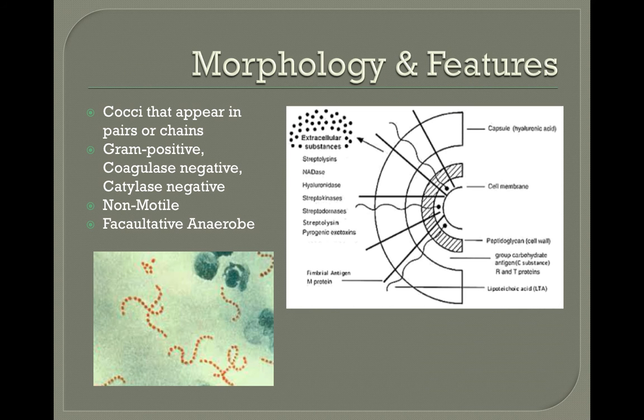S. pyogenes is a species of gram-positive, non-motile and non-sporing cocci. It divides along one plane, so it appears in pairs or chains. If you look at the diagram, you can see a couple of the cellular features. You can see the cell membrane that is behind the peptidoglycan wall. You can see the capsule right along the outside, and poking through the capsule, some embedded proteins, the M protein, as well as the pili.